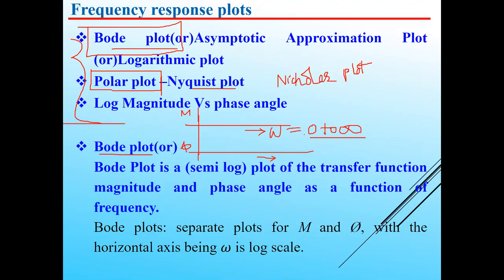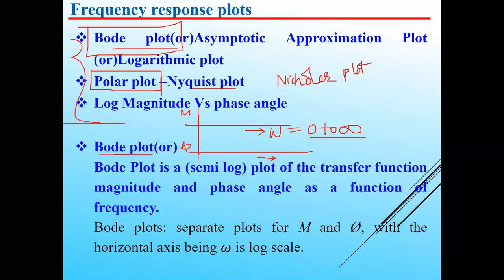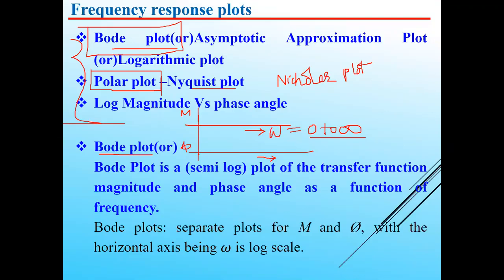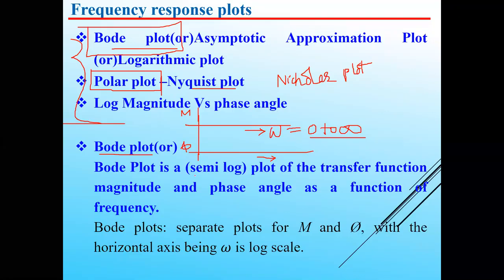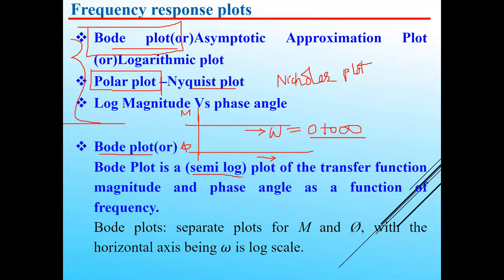पण आता आपल्याला फ्रिक्वेन्सी 0 पासून इन्फिनिटी व्हेरी करायची. So the question is that I have written here, Bode plot is a semi-log plot. म्हणजे this plot is plotted or drawn on a semi-log paper where the frequency is varied in the decibel point or in the logarithmic scale, not in the linear scale.